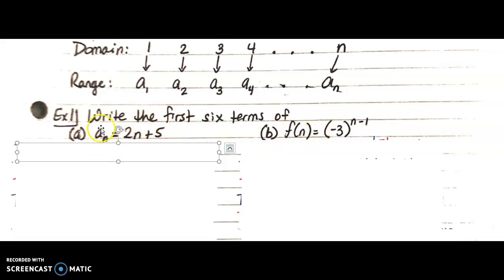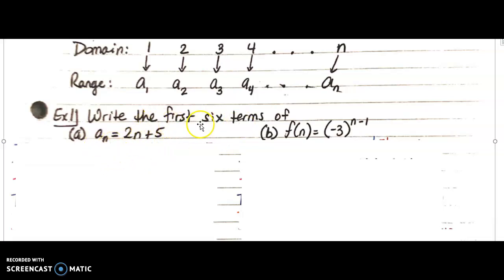So if we take a look at our first one, A sub n equals 2 times n plus 5, first 6 terms is what we're looking for.